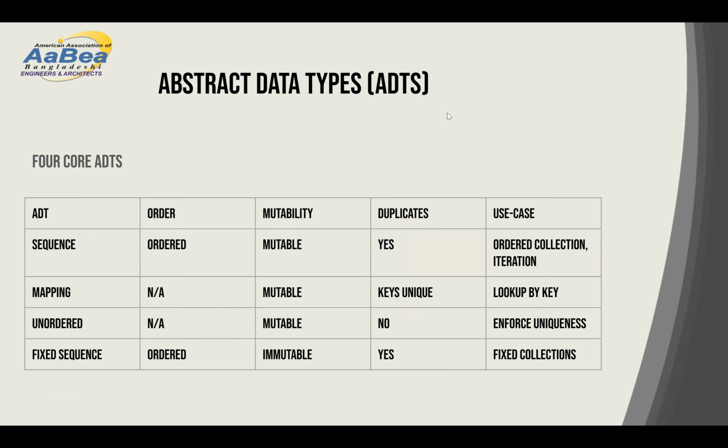Okay, so there are four core abstract data types. We call them ADTs, that I'll go over today. There's more that I can go over later, but these are the core ones. So there's the sequence, there's mapping, there's unordered ADT, and there's a fixed sequence ADT. And this table illustrates the differences between each of them and what their use cases are. So for a sequence, that's what you've probably seen in math, just a regular ordered sequence, right? Like one, two, three, four, five, things like that.